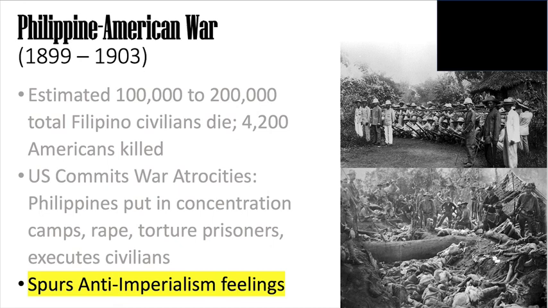Again, yellow journalism and the explosion of the Maine were all driving people to say, oh, look at those cruel Spanish people. We have to protect these people from Spain. Meanwhile, we're as brutal, if not more brutal, than the Spanish, basically. So this is going to start changing people's opinions, all right?